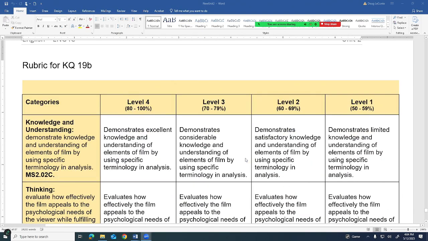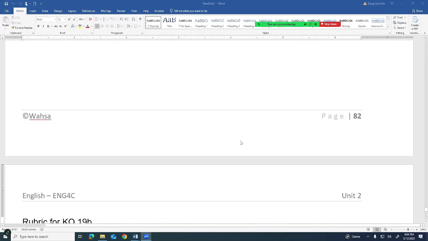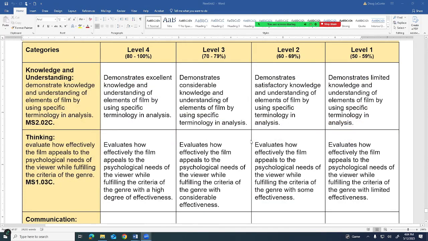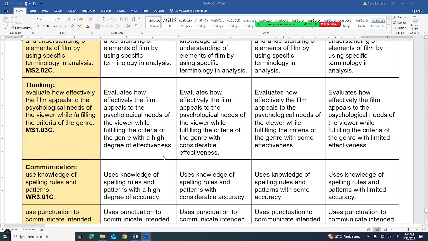There's also a rubric for your final film analysis on page 83. Make sure you always check out the rubrics because that is how you're being assessed. And if you're missing out on one of the categories, then you might need to do some extra work on your final product.